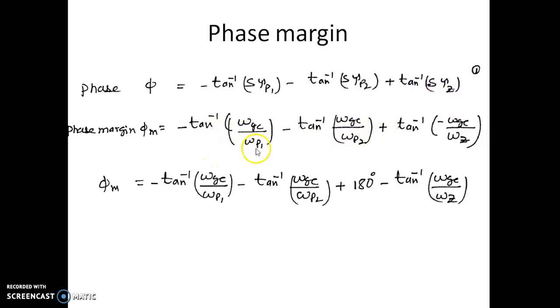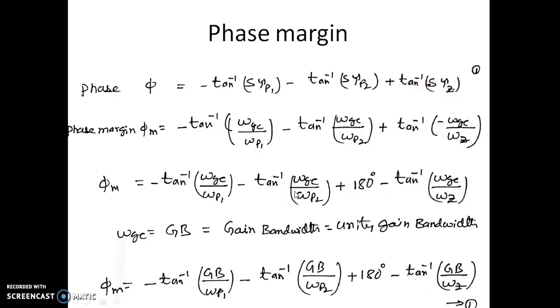We continue with this, and we replace the negative omega GC by omega Z by 180 minus tan inverse of omega GC by omega Z. We know that to find the phase margin, S is replaced by omega GC, which happens to be the gain bandwidth. So these two equations are exactly the same, where we are replacing omega GC by the gain bandwidth, and this is the same as the previous equation.